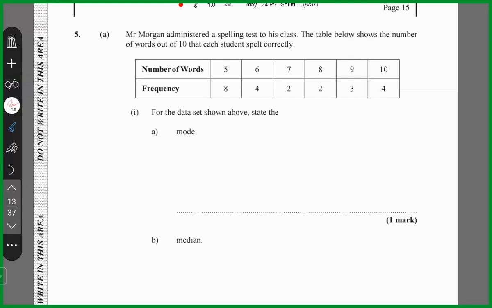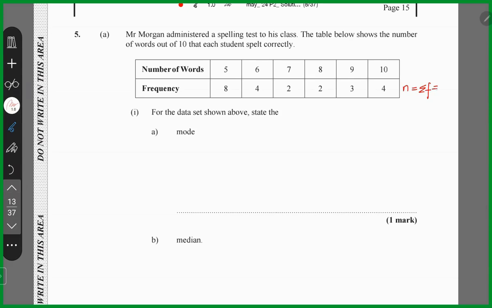Question number 5A says, Mr. Morgan administered a spelling test to his class. The table below shows the number of words out of 10 that each student spelled correctly. So I wonder how many students are in this class. I guess N would be equal to the sum of the frequency.